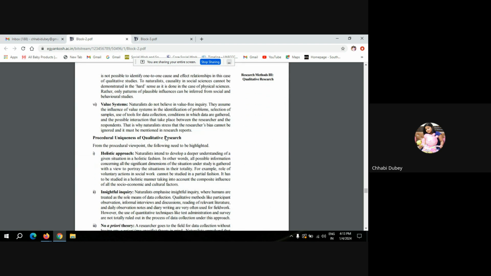Now, how is qualitative research unique, and how is it procedurally different from quantitative research? First of all, qualitative researchers believe in having a holistic approach and developing a much deeper understanding of the situation. Every possible piece of information concerning a significant social phenomenon or situation under study is gathered with a view to portray the situation in its totality. So we try to see the situation as a whole, and that is why we say it comes with a holistic approach.